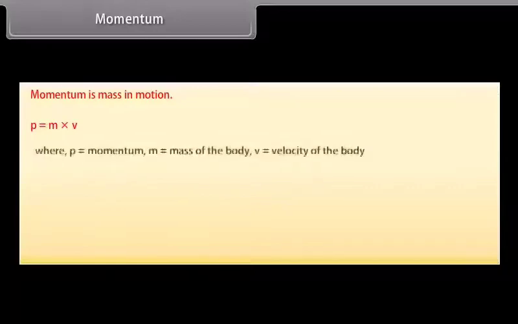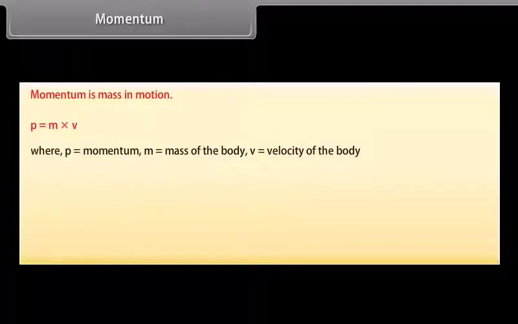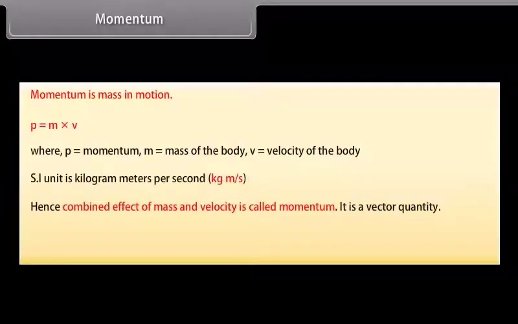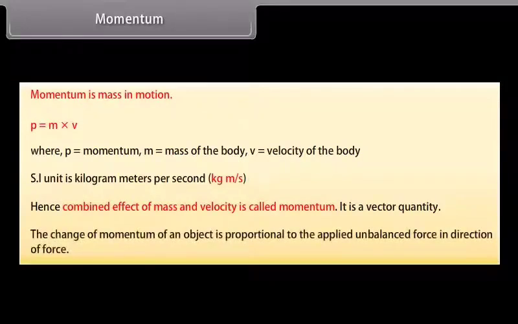Momentum. Momentum is mass in motion. P is equal to m into v, where P is momentum, m is the mass of the body, and v is the velocity of the body. The SI unit is kilogram meters per second. Hence, the combined effect of mass and velocity is called momentum. It is a vector quantity. The change of momentum of an object is proportional to the applied unbalanced force in the direction of the force.